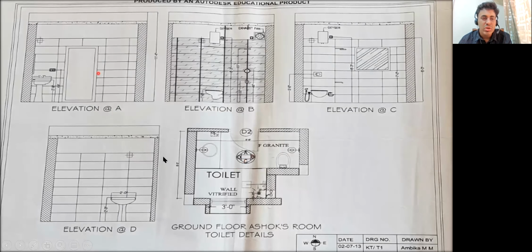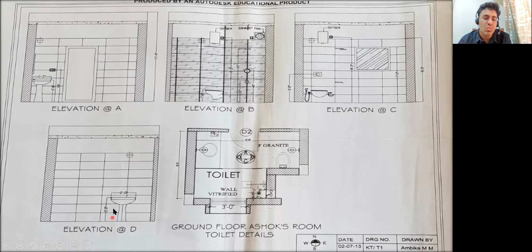Next, coming to the toilet details. This is how your toilet is going to look. You have to put a floor granite here. The wall should be a vitrified wall, and this is the height of the flush tank. The button of the flush, and this is your commode, and this is the point where you put up the geyser. And this is how the entire thing has to be worked out.